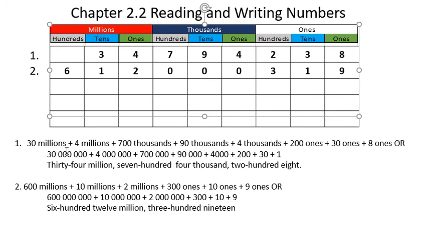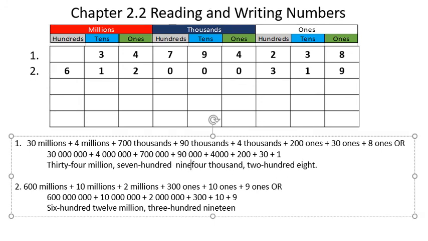However, we can also use the expanded form in numbers format. It would be 30 million plus 4 million plus 700,000 plus 90,000 plus 4,000 plus 200 plus 30 plus 8. And in words, we would say 34,794,238.